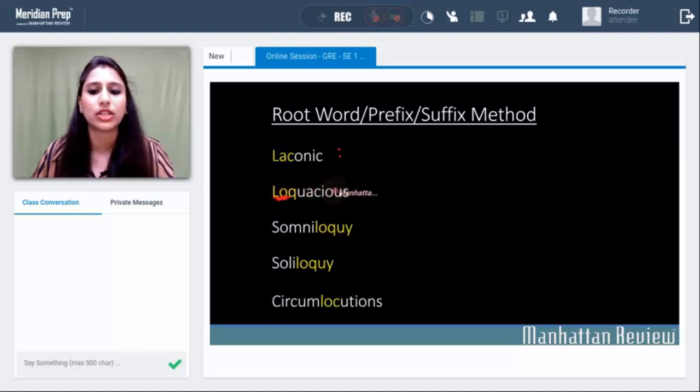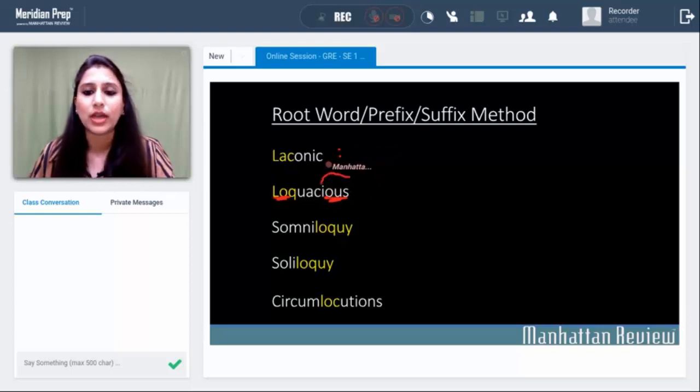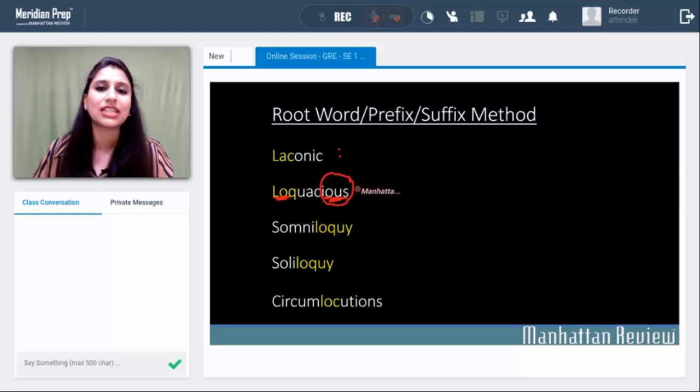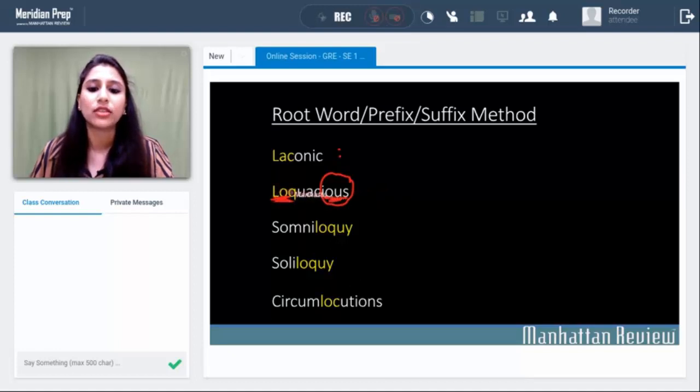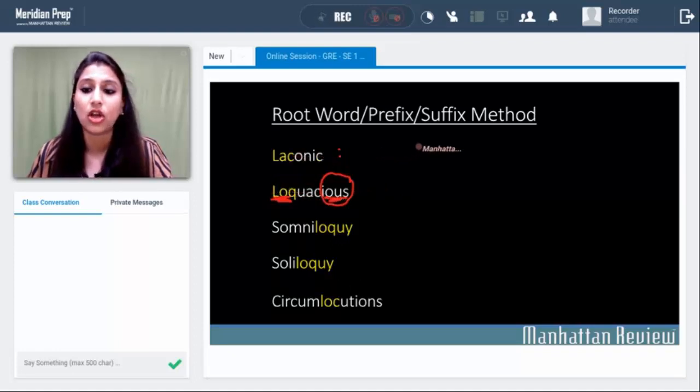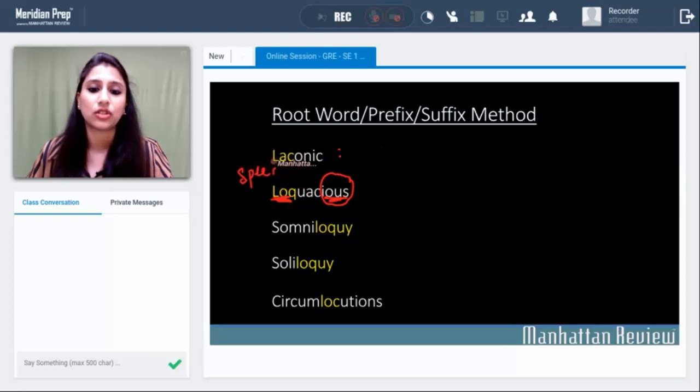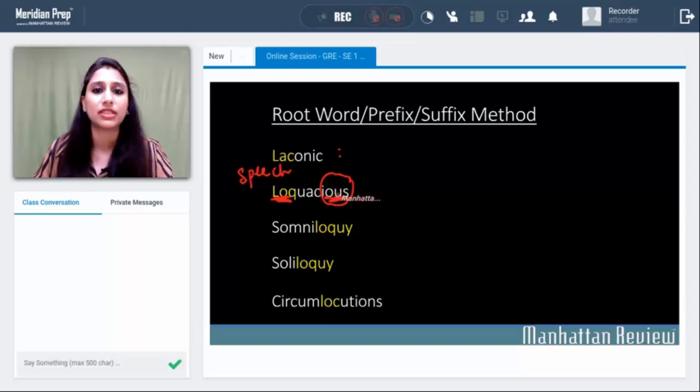Now, loquacious. The words ending with OUS are describing words. These words are used to describe somebody or something, right? So from the root lock, you're able to understand that lock is speech. And since you have the suffix OUS, it means the word is describing somebody. So the meaning of the word loquacious is a person who talks a lot, a very garrulous person. A person who talks a lot is loquacious.